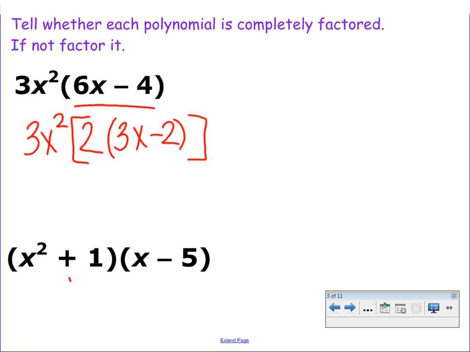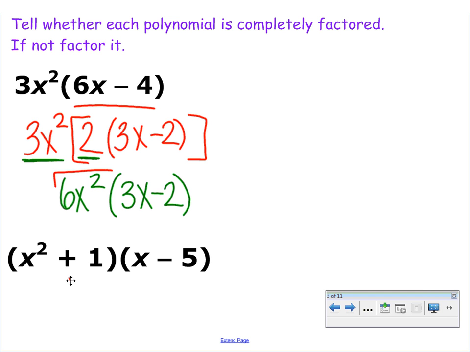Okay, now what I see I can do is I can multiply these two things together. This is just multiplication. 3x squared times 2 gives me 6x squared. And then this 3x minus 2 cannot be simplified anymore. That is in its simplest terms. Okay, now I don't want to multiply this stuff together, that's not really factoring. Okay, so this is going to be our final answer.